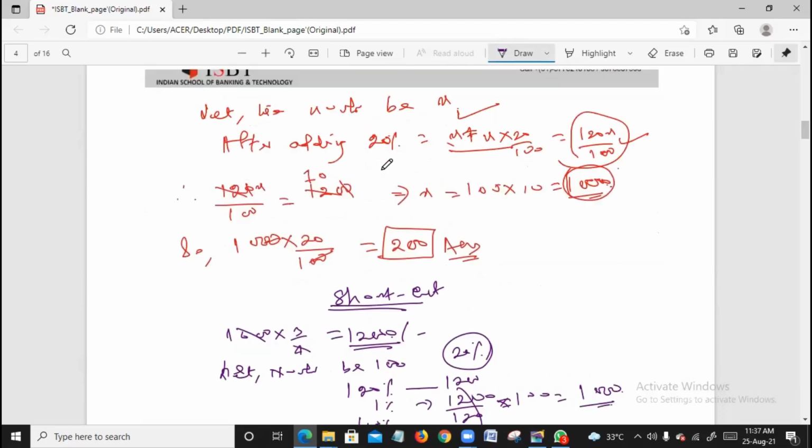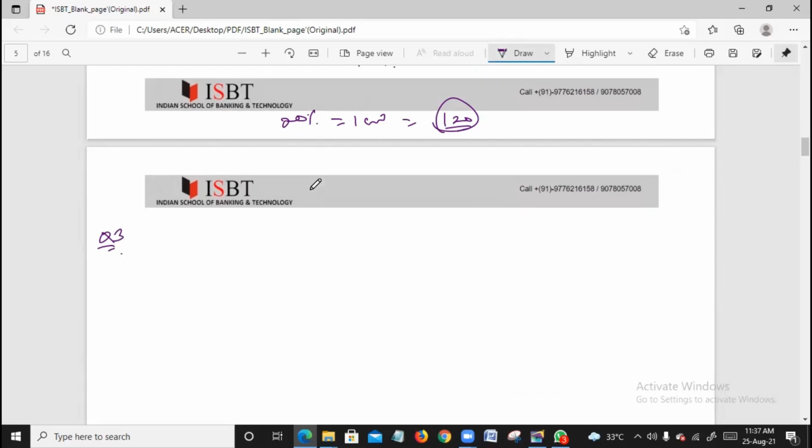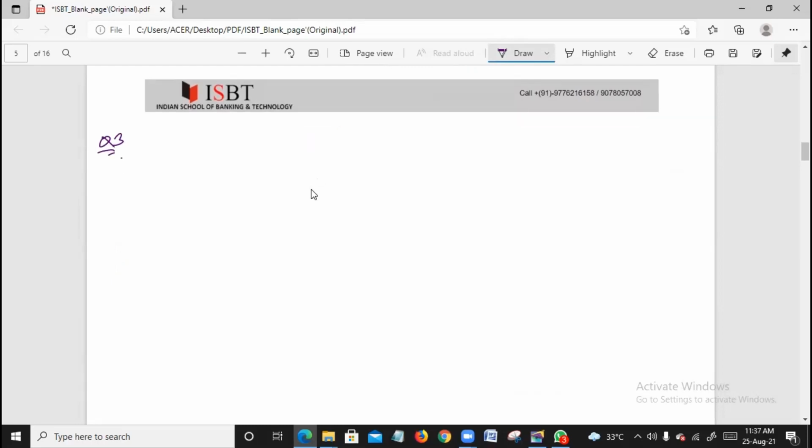Understand? Then we come to question number 3. Suppose the question is a little bit different from the other questions. Suppose the question is: 30% of a number added to another number.